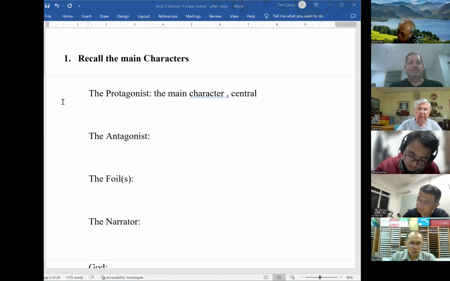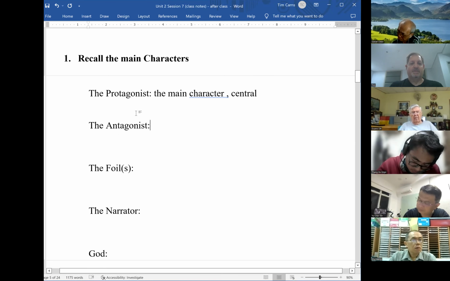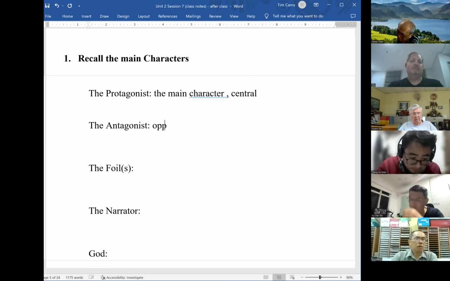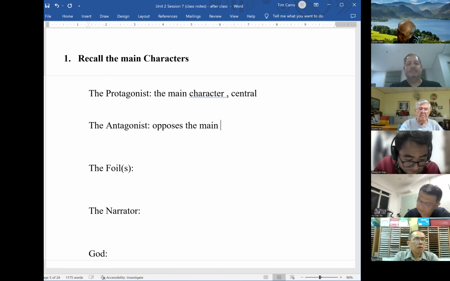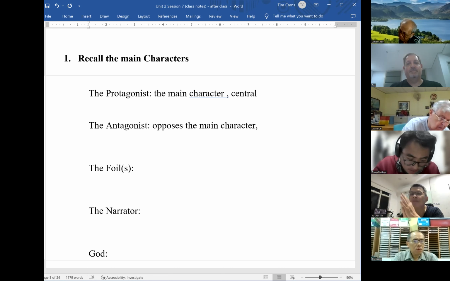And then we have, of course, the antagonist. This is the person that opposes the main character. It could be more than one; antagonists can be more than one person. They oppose the main character. Sometimes they might be referred to as a villain, but it's not always negative. We're going to actually see that today.